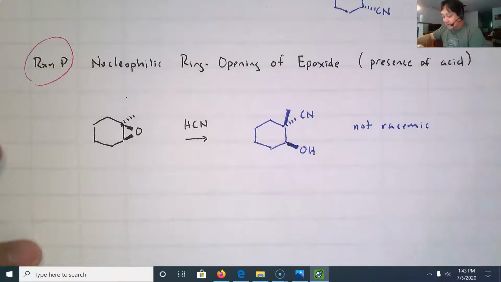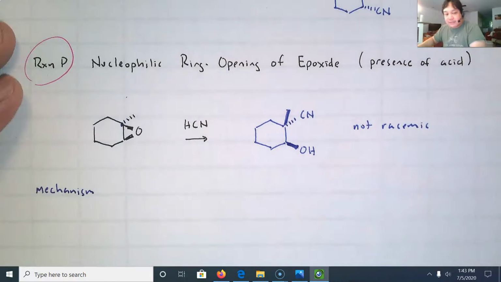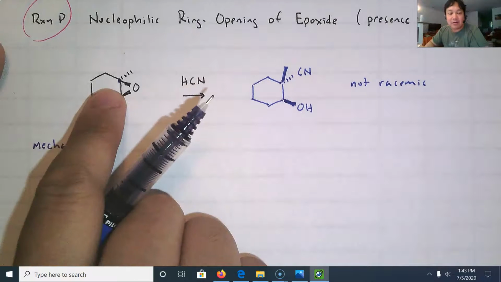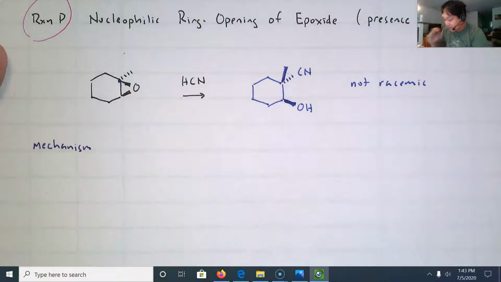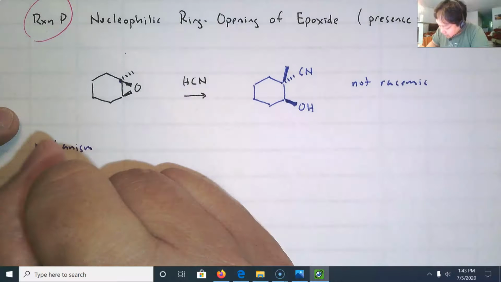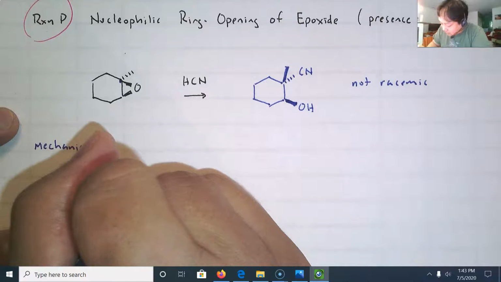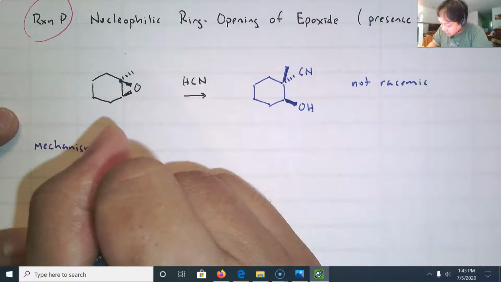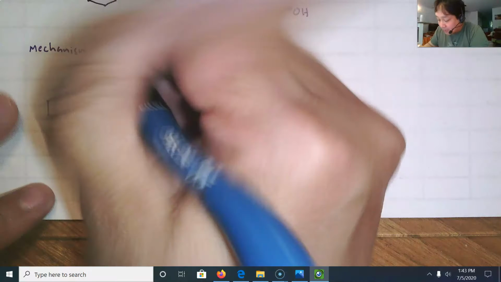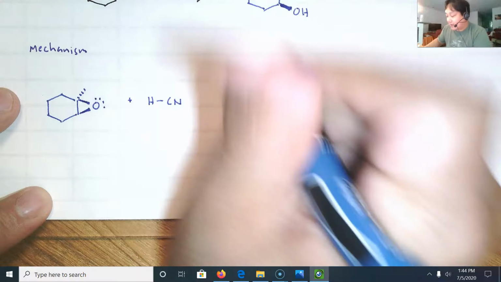Now the mechanism is a little more complicated, and also it seems a little bit counterintuitive. Why are we attacking the more substituted carbons? It's so crowded. Why are we doing that? Okay, I'll show you that. Because we're under acidic conditions, we are going to acidify the oxygen first. That's something that we did not do in the previous mechanism. What acid am I talking about? I'm talking about the hydrogen cyanide.